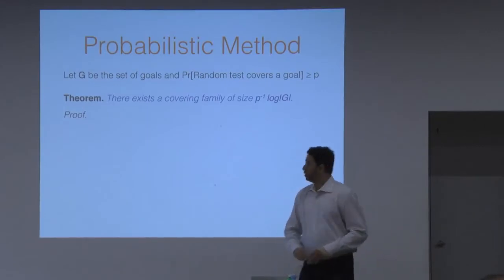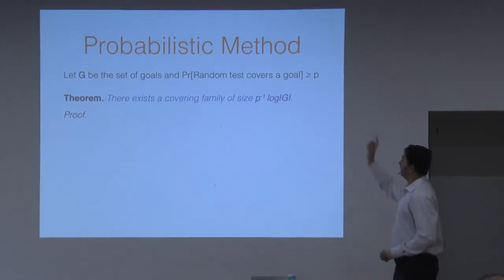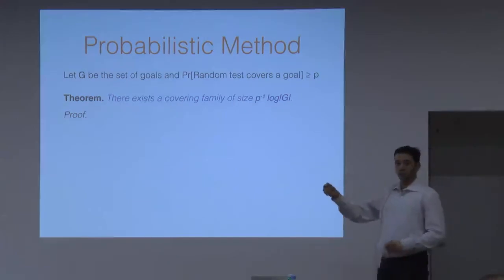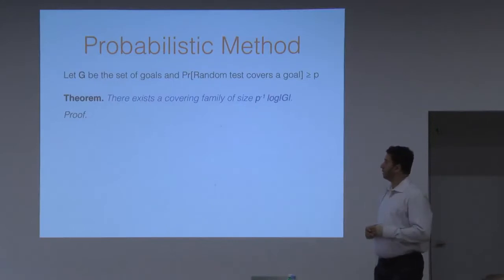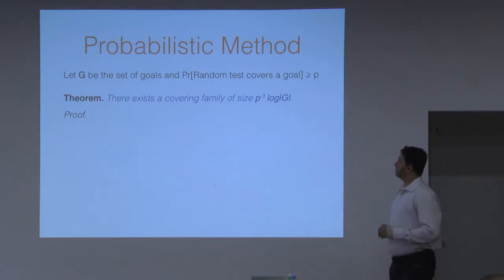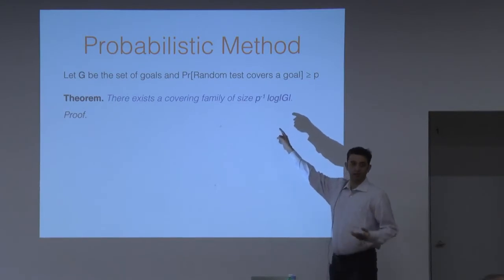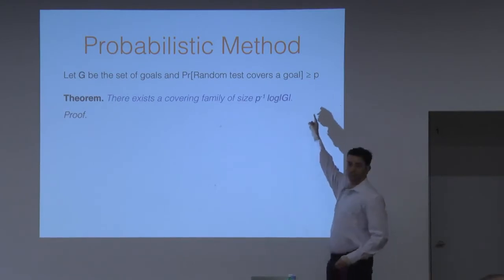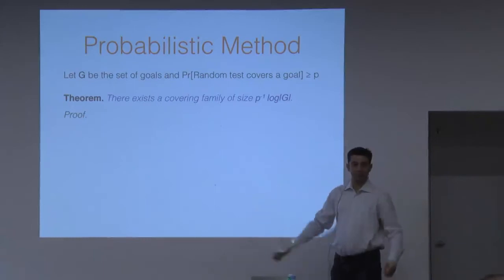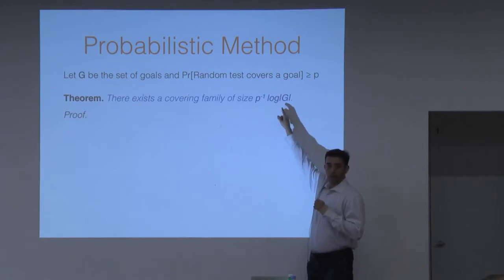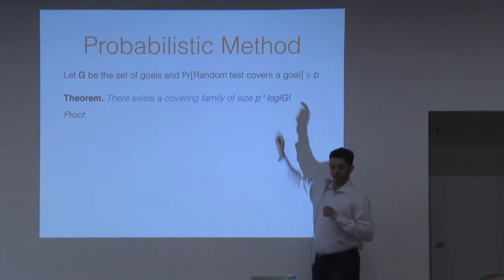And here's the theorem that we'll prove. Remember that we have a set G of coverage goals. And suppose we have been able to show that if I fix a goal, then a random test will cover this goal with probability at least p. The theorem is that in that case, there is a covering family of size that goes inversely proportional to p, which is as you would expect. If this probability is very small, then you would need more tests. But what is more interesting is that this covering family grows with log of G, not with G.